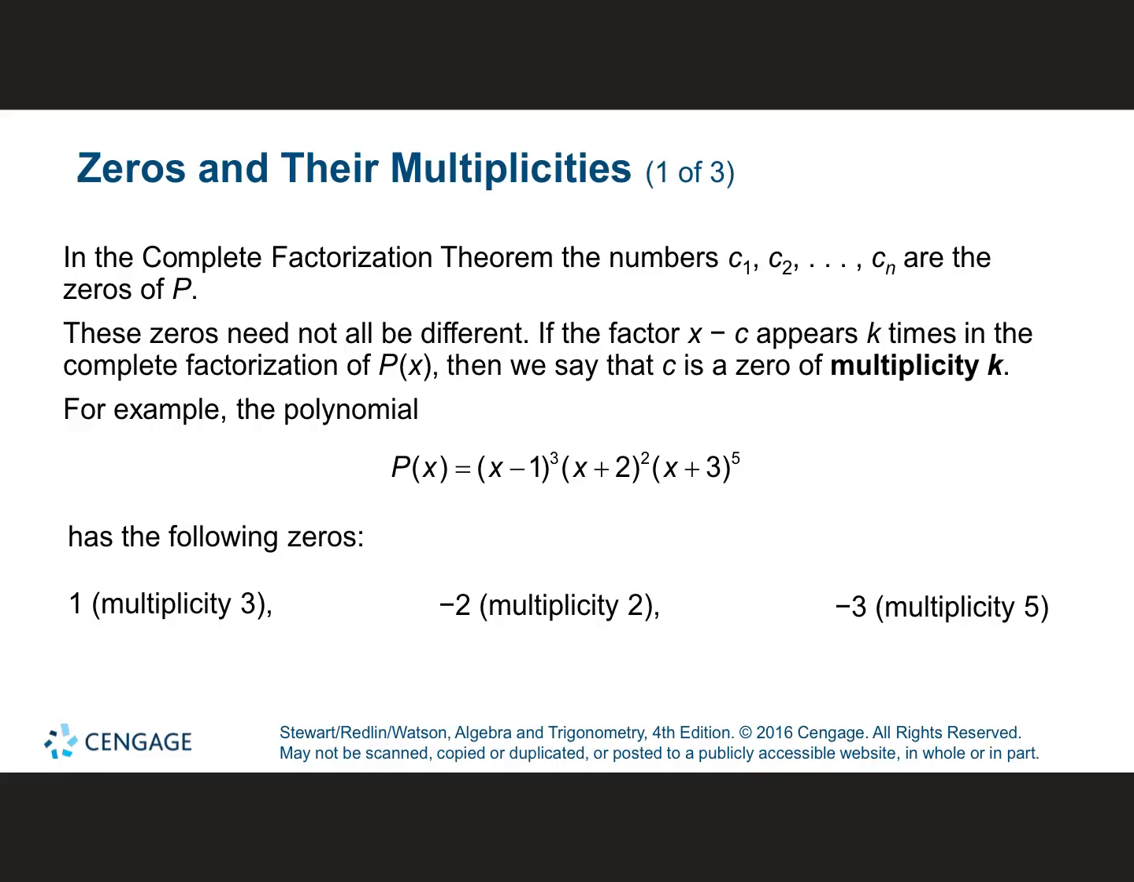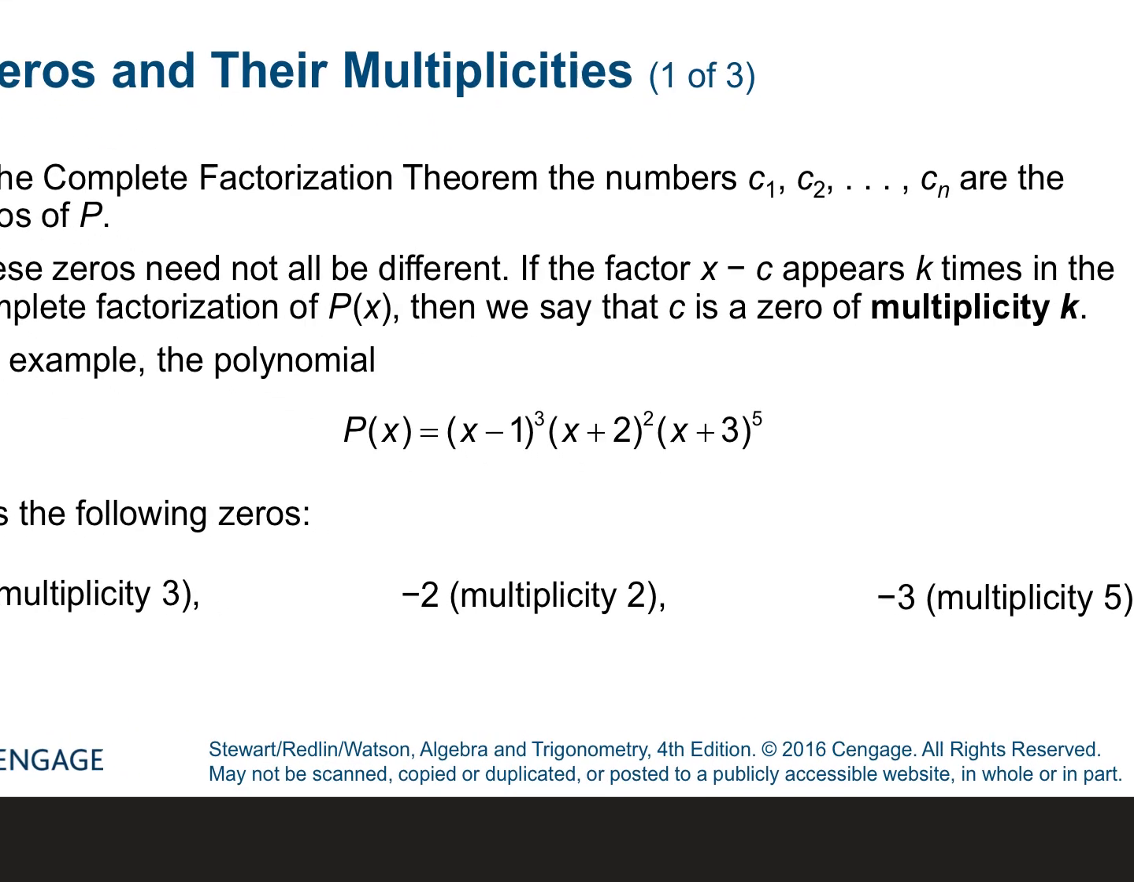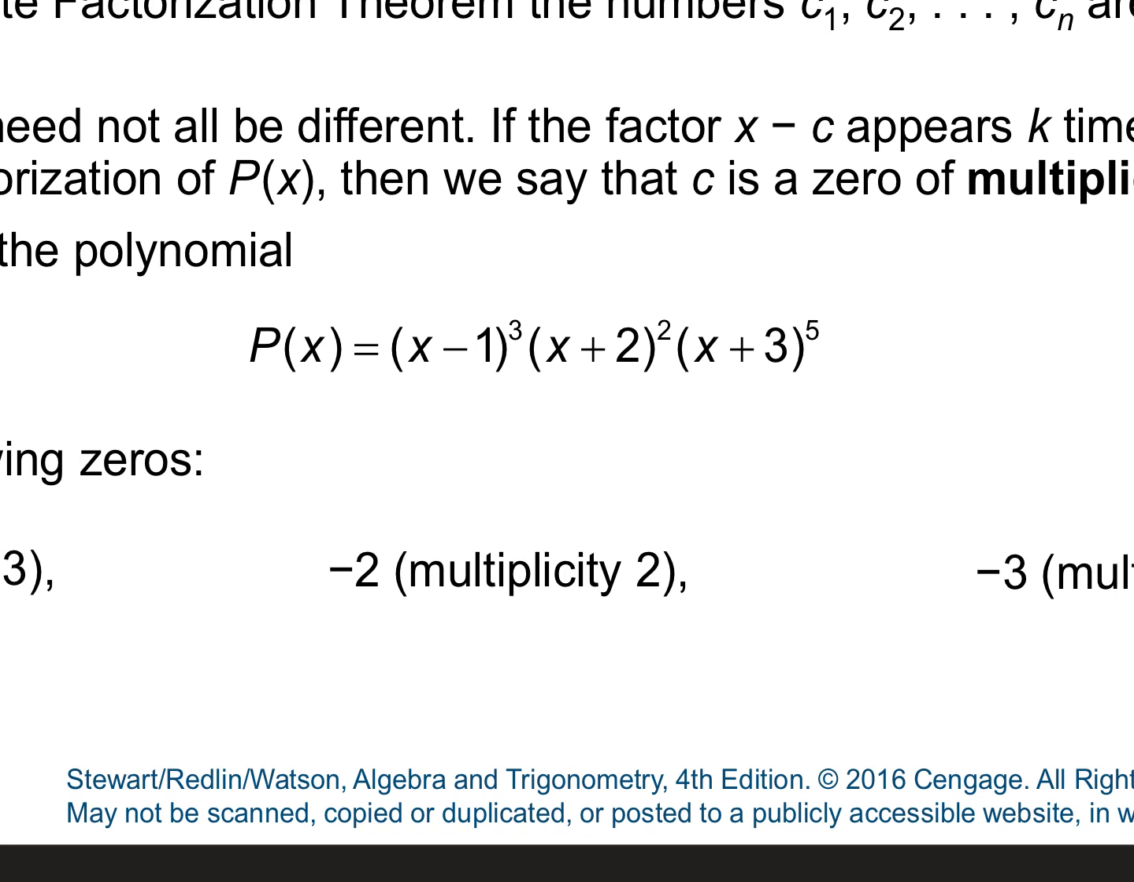All right, the next page talks about multiplicity. So we've talked about multiplicity before. It's how many of those zeros we have. So here, for x minus 1, what would x equal? X equals positive 1. And what would my multiplicity of that be? 3. I have 3 of them, so my multiplicity would be 3. For the next one, what would x equal? Negative 2. And how many of those do I have? 2. And then for the third one, x is equal to? Negative 3. And how many of those do I have? 5.